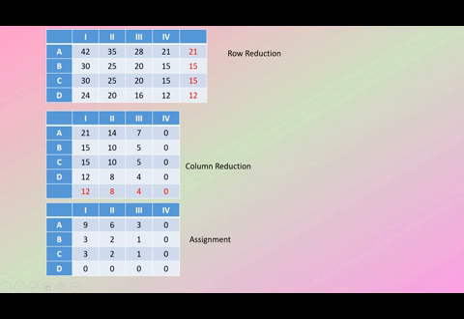Now you observe one thing, that every row has a 0. A has a 0, B has a 0, C has a 0, D has a 0. Similarly, all columns contain zeros. See, 1 has 0, 2 has 0, 3 has 0 and 4 has 0. Now when all rows and all columns contain at least one 0, we are ready for the assignment step. So now we perform the assignment step.